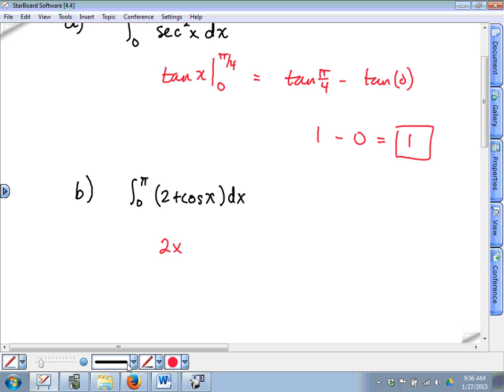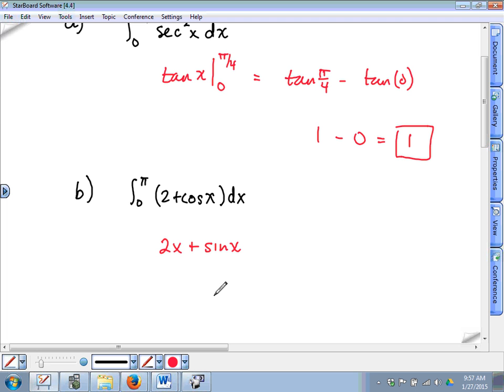Yep. 2x. And the antiderivative of cosine is sine, not negative sine. Look it up in your notes if you forgot. The antiderivative of cosine is just sine. So this is plus sine of x.